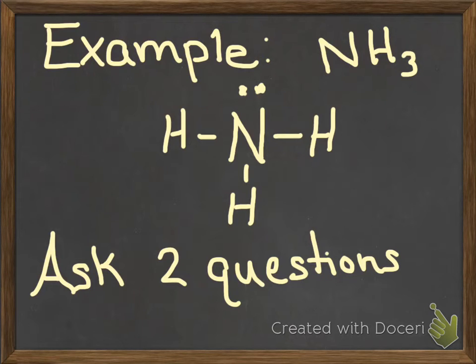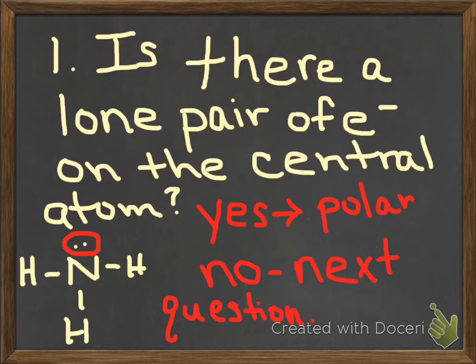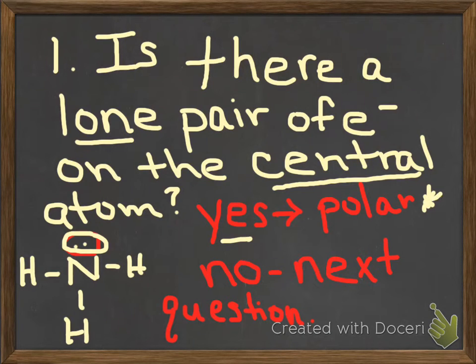We're going to ask 2 questions to help us determine, is this molecule polar or nonpolar? The whole molecule. And the first thing we need to ask is, is there a lone pair of electrons on the central atom? So 2 big things. A lone pair, which we know is a pair of electrons that aren't involved in bonding, and they have to be on the central atom. We don't care about the atoms that are around the central atom, just the central atom. So is there a lone pair of electrons on the central atom? In NH3, there is. So we're going to say NH3 is polar.